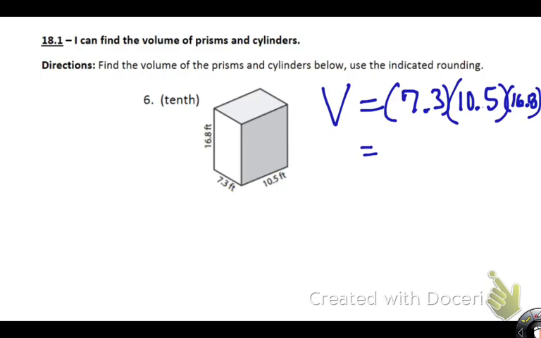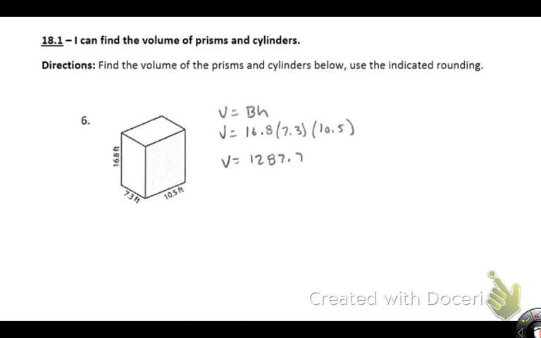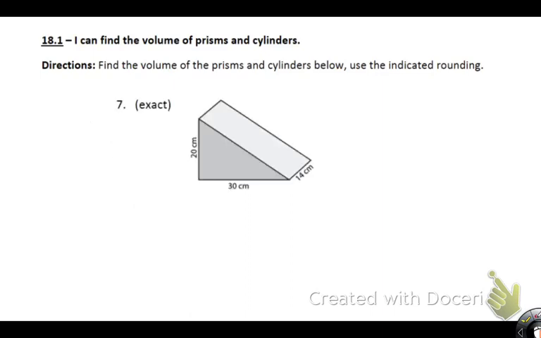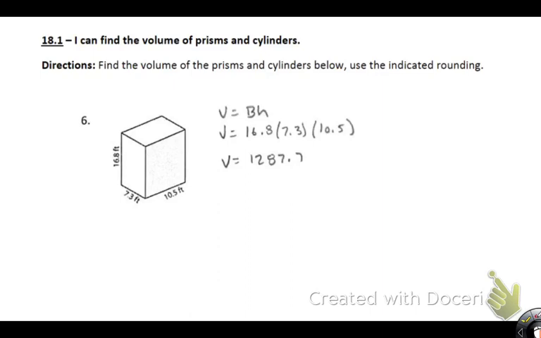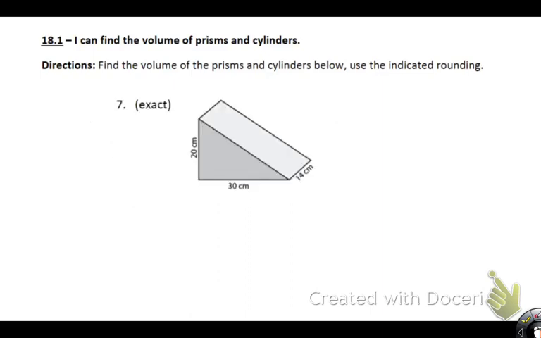So 7.3 times 10.5 times 16.8. Okay, I got 1287, and because it's feet times feet times feet, it's 1287.72, and that's feet cubed, cubic feet. Oops, check that one. Yeah, it looks like it didn't say to round it to something.